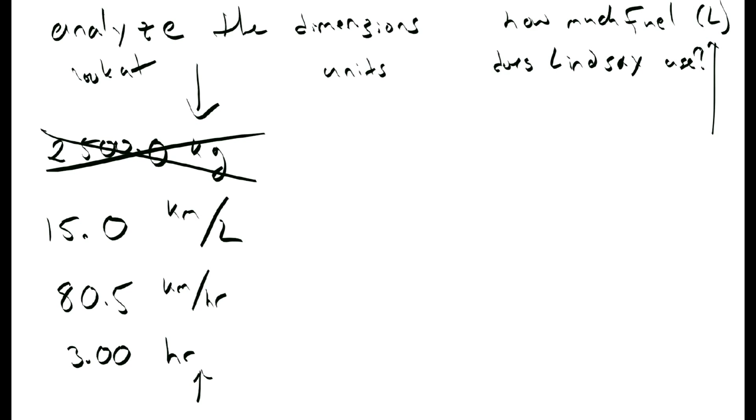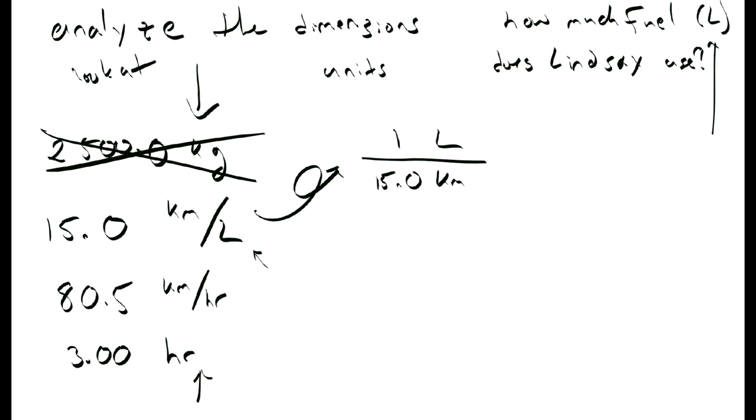So the first thing I'm going to say is, the only thing that has liters in it is our first measurement, 15.0 kilometers per liter. We want our answer in liters. That means liters has to be on the top. So we're going to go ahead and flip this number. 1 liter per 15.0 kilometers. Okay, where did that 1 come from? 15 is the same thing as 15 divided by 1. So that's where that 1 came from. So 1 liter for every 15 kilometers.